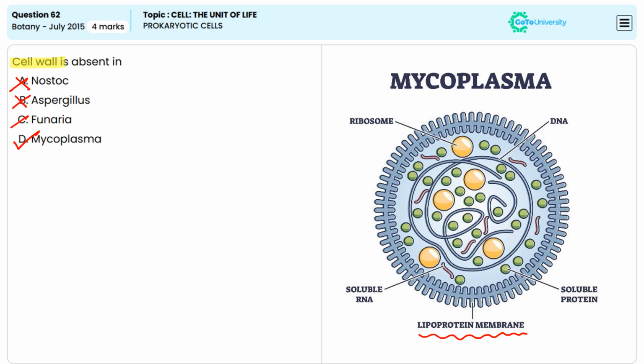Funaria is a moss and plant cells including those of mosses like Funaria have cell walls made up of cellulose. So option C is also incorrect. The correct answer is option D, Mycoplasma.